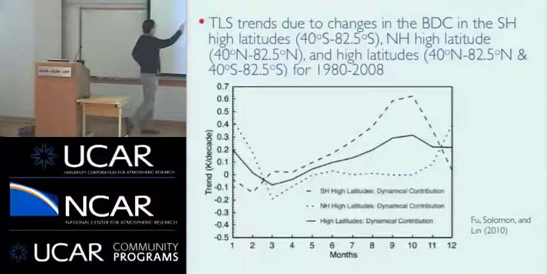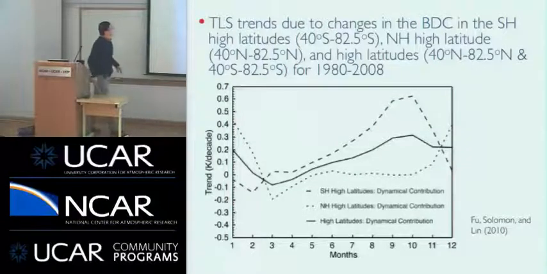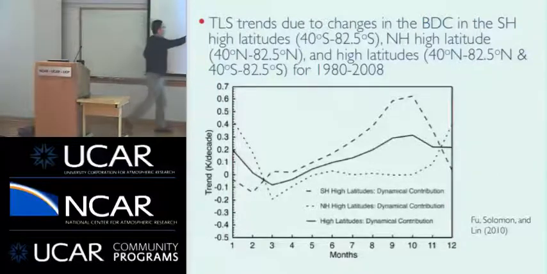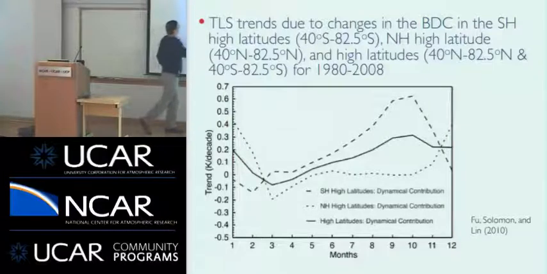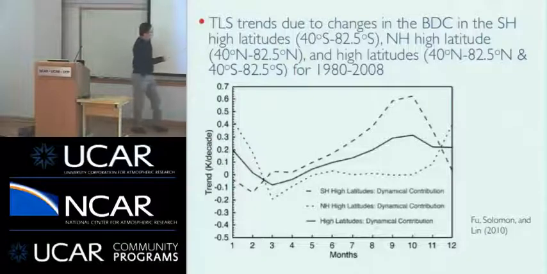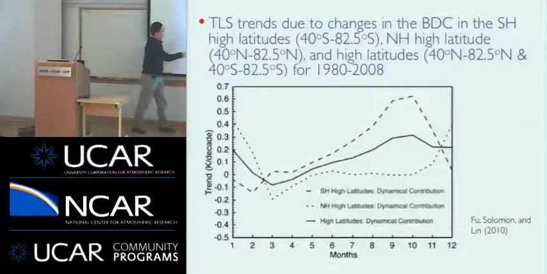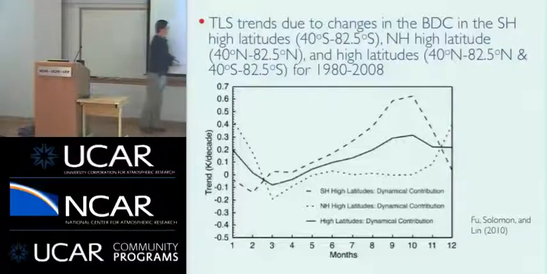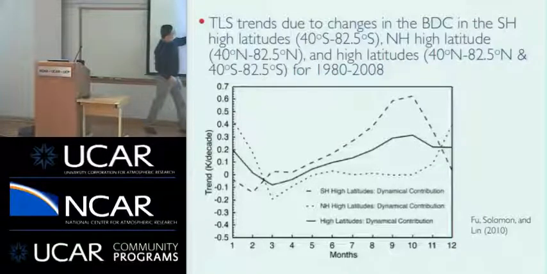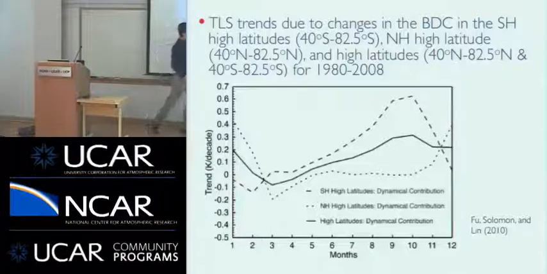Then we have, as a function of the months, the Northern Hemisphere high latitude and the Southern Hemisphere high latitude. So that's what we get here. This is the TLS trend, the T4 trend, due to changes in the Brewer-Dobson circulation in the Southern Hemisphere high latitude, averaged over the entire region. This is the dynamic component for the Southern Hemisphere high latitude. It's about zero in the Southern Hemisphere summer and fall, but warming starts to pick up in winter, and is biggest in spring.